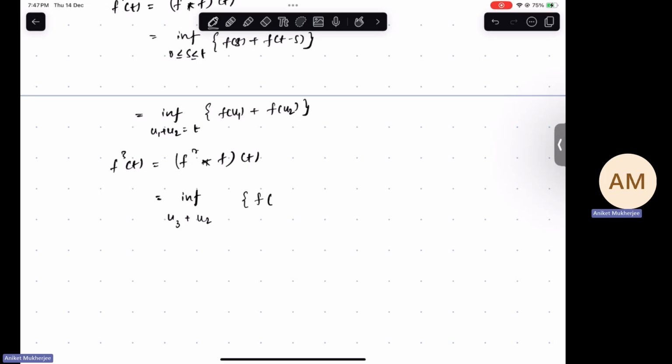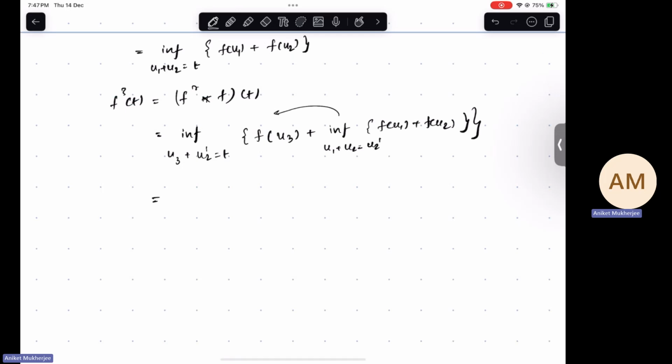U3 plus U2 prime equal to T, U3 plus infimum of U1 plus U2 equal to U2 prime, F of U1 plus F of U2. Right? Now I can bring this in from outside. Inf U3 plus U2 prime is U1 plus U2. I'll replace here U1 plus U2 equal to T. And inf 2 times you'll get the same result. It will be U3, U1 plus U2.